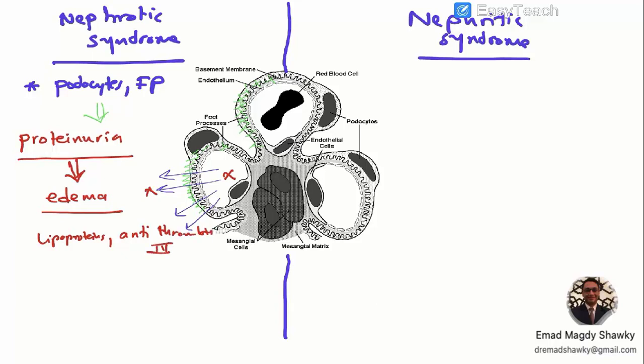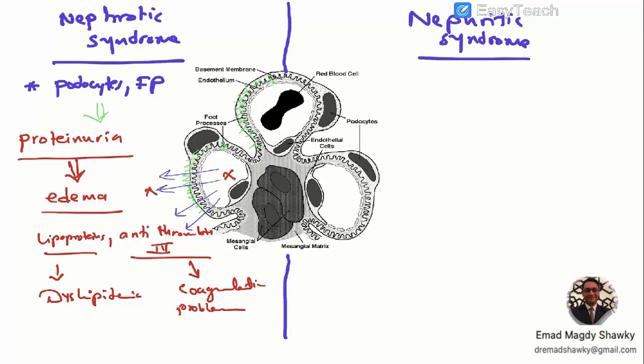So the patient will be presented with dyslipidemia, and coagulation problem, and increased incidence of thromboembolism. Okay, so this is a very simple demonstration of the problem of nephrotic syndrome.